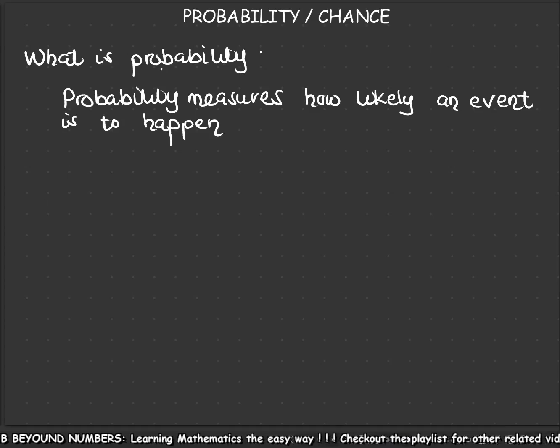So let's start by defining what probability is. When we say probability, it is a measure of how likely an event is to happen. You are expecting that something would happen, and you want to put it on a numerical scale. That is what probability does, right? Now, this scale expresses it as a number between 0 and 1.